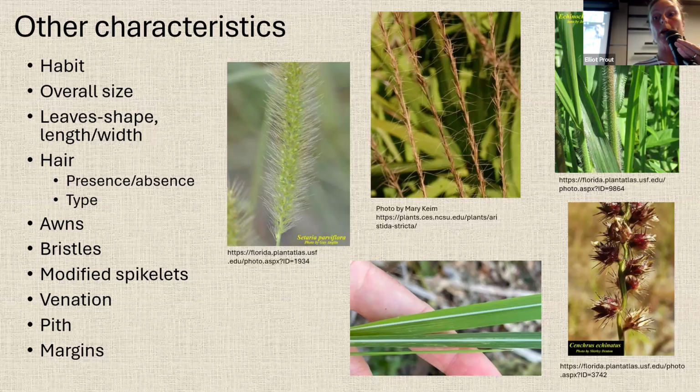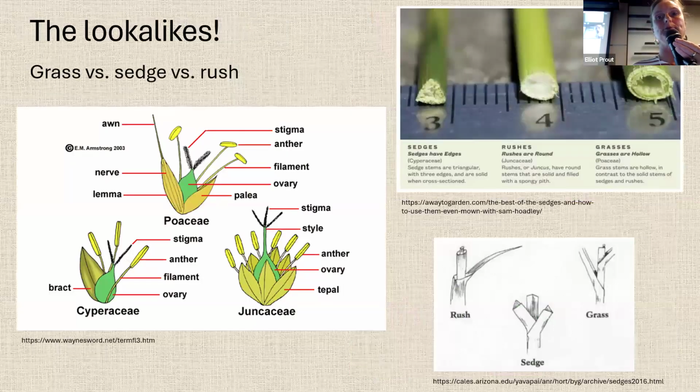So pith is whether or not the stem or culm, right, is hollow. Most grasses are hollow, but we do have an exception here in Florida. And leaf margins, of course. Do the leaf margins have any kind of teeth on them, any kind of dentation? So sometimes that can be important to take note of as well.